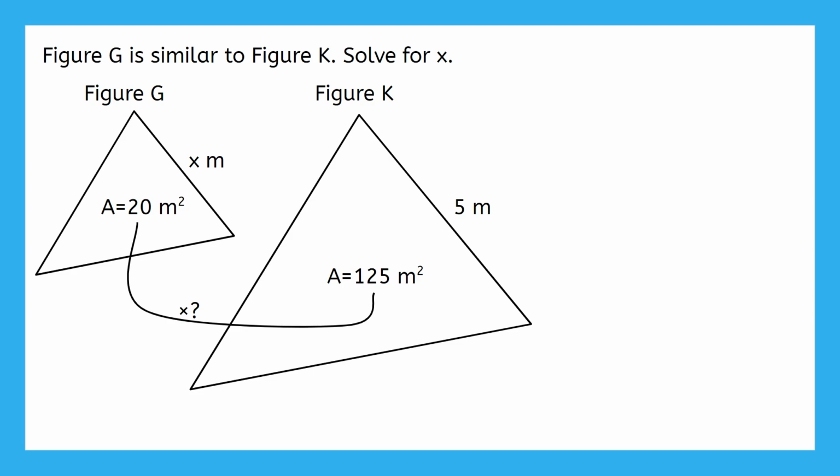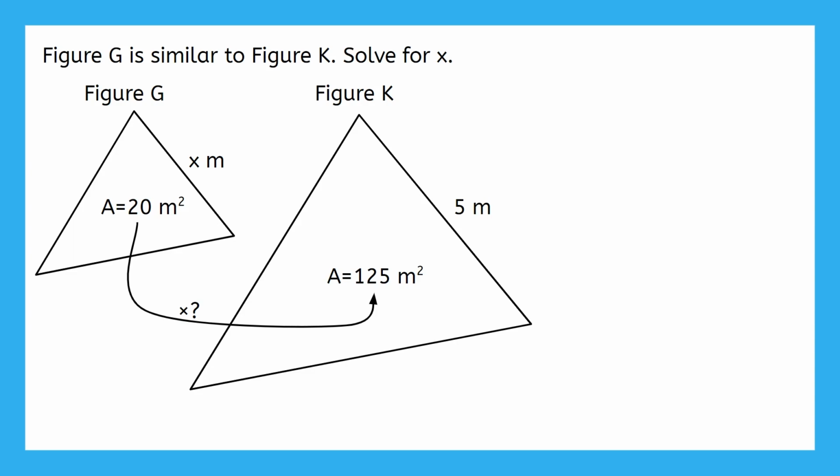You are welcome to find your scale factor going from figure G to K or in the other direction. As long as you're consistent throughout the problem, it's going to be fine either way. I like to find the scale factor going from the smaller figure to the bigger figure, so my goal was to figure out what do I multiply by 20 to get 125. I can't think of any number that I can multiply by to do that off the top of my head, but I could set up an equation to figure it out.